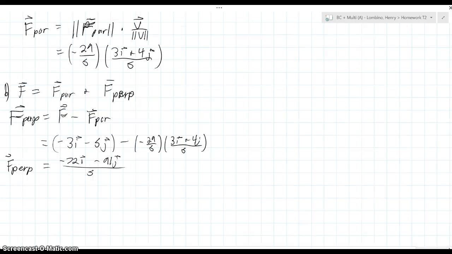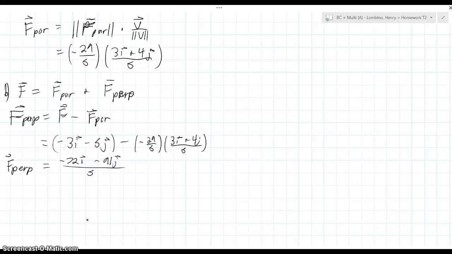So eventually, after doing a bunch of evil math, you'll come up with the vector f perp equals negative 72i minus 91j over 5, and that is so horrible that I couldn't subject you guys to watching me do out all the algebra in that. So I just did it for you. So that's part B.